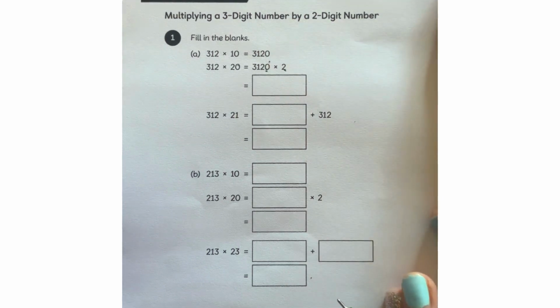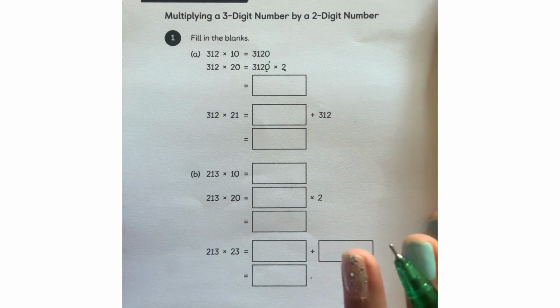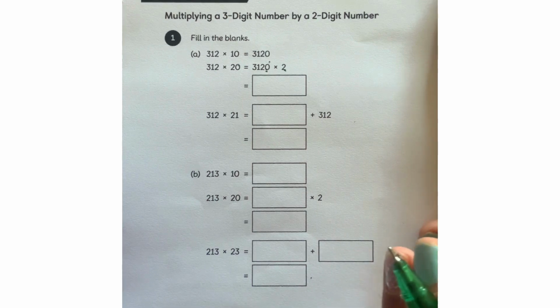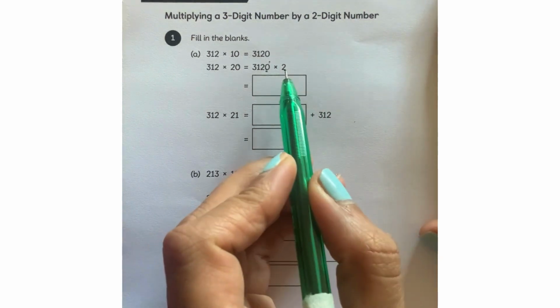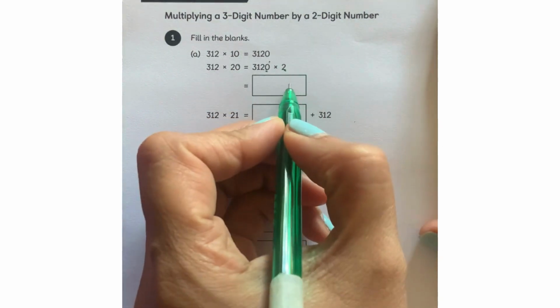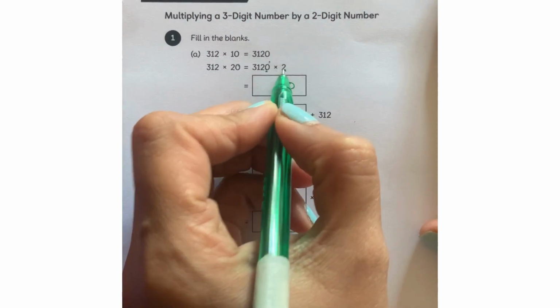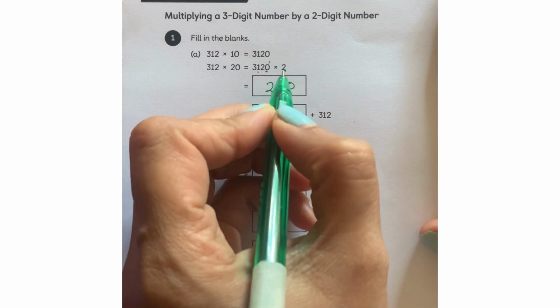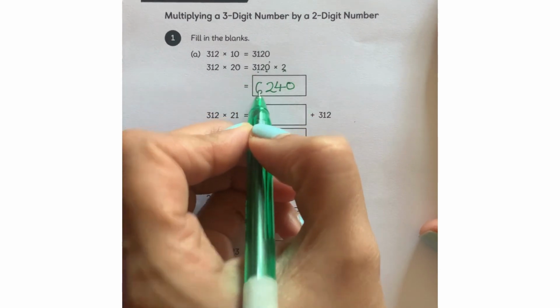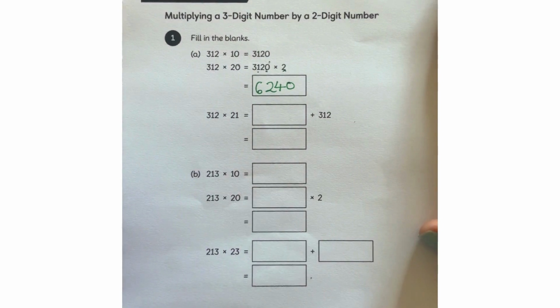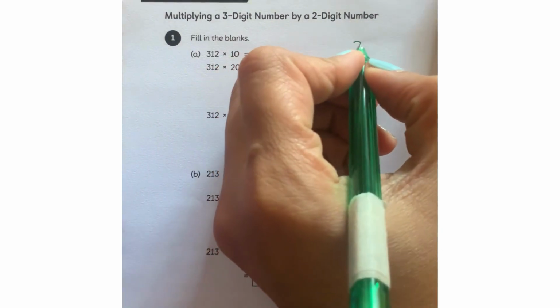So let me show you both ways for one example. After that, I will perform all mentally, but you can feel free to do it with the long method too. Let's start. 2 times 0 is 0. 2 times 2 is 4. 2 times 1 is 2. And 2 times 3 is 6. So I got 6240.